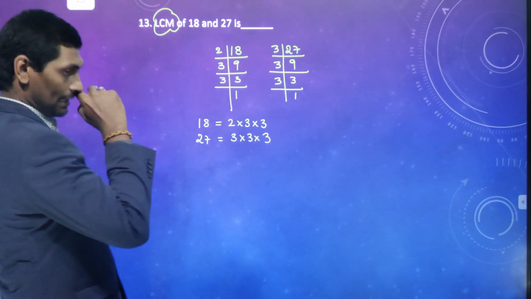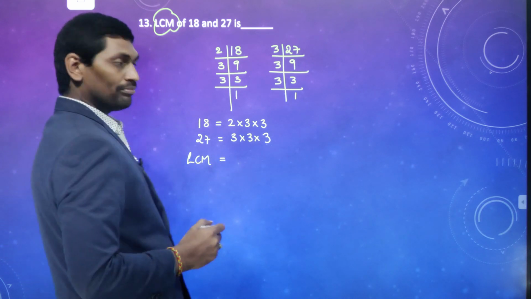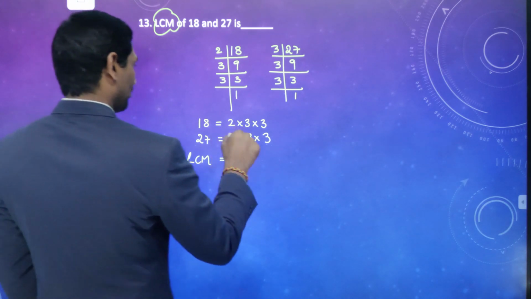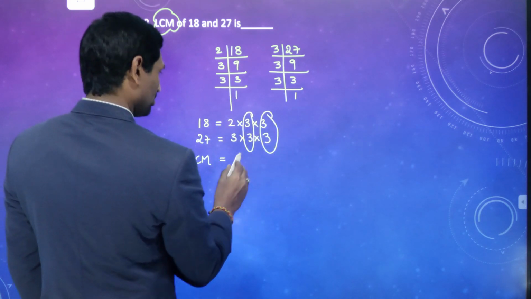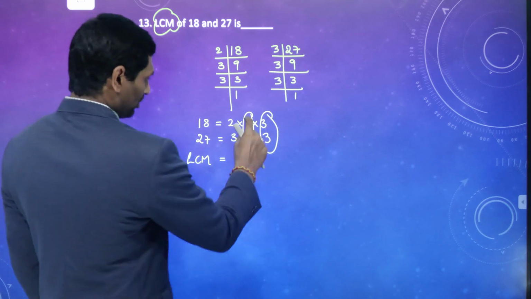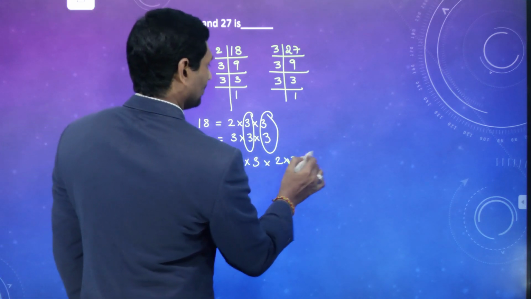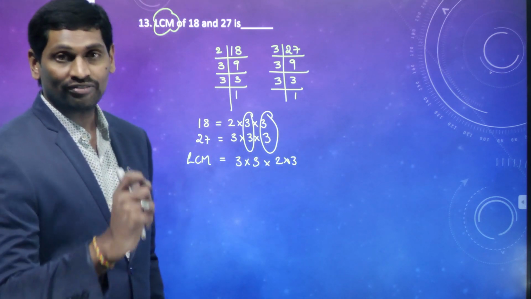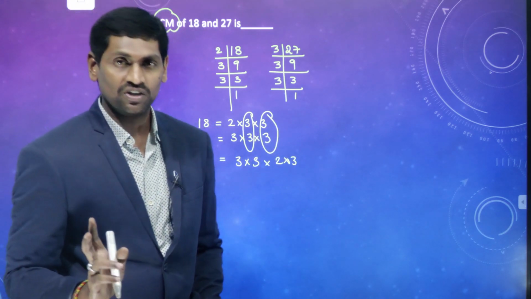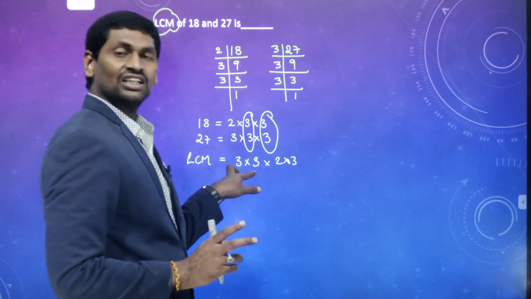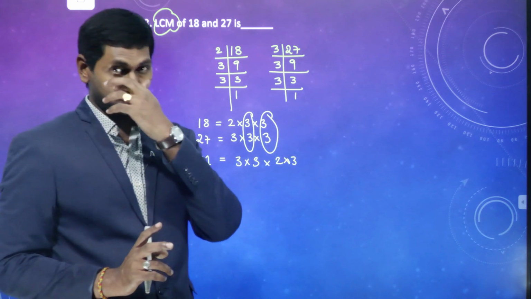What we have to find? LCM. LCM means common multiples, right? So what are the common numbers here? Common numbers are 3, here 3. So among these twos, 1 3 you can write. Here among these two threes, 1 3 you can write. And what are the remaining? 2 and 1 3. So for HCF we take only common factors, but for LCM, common factors along with the remaining numbers also. Okay? So I have taken the common factors 3 and 3, and the remaining numbers are: from the first number 2 remains and from the second number 3 remains. I have taken all of them.